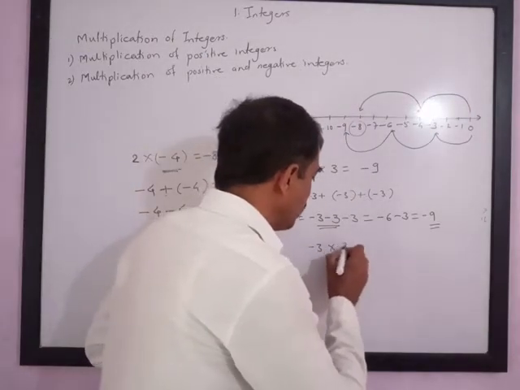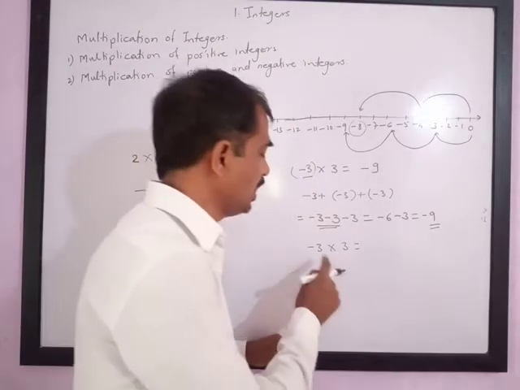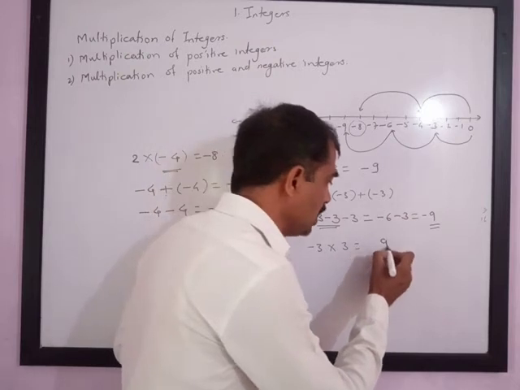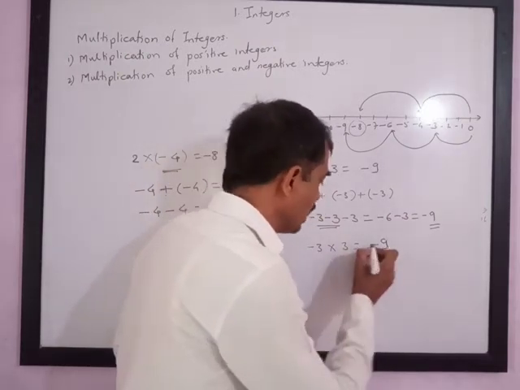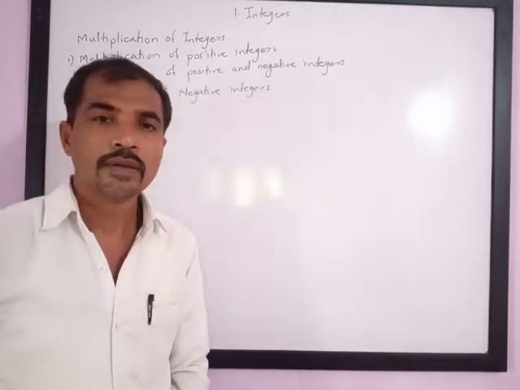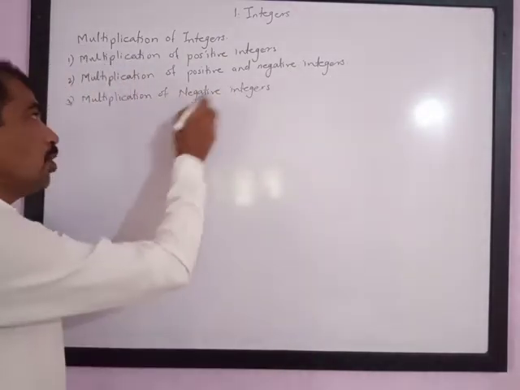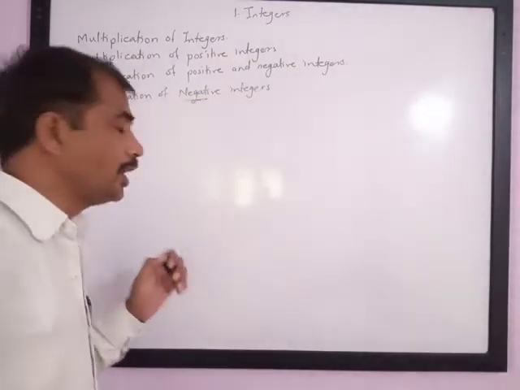Minus 3 multiplied by 3. In order to do the multiplication, multiply the whole numbers. That is 3 into 3, 3 threes are 9, and give the negative sign. That is, minus into plus is minus. Next point is multiplication of negative integers. So if both integers are negative, then how to do the multiplication?